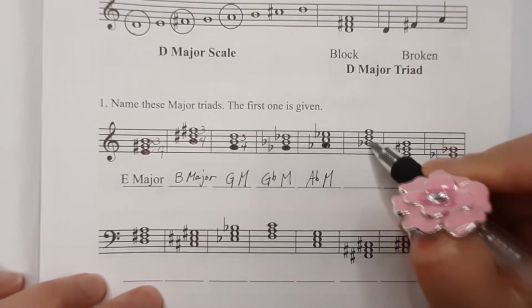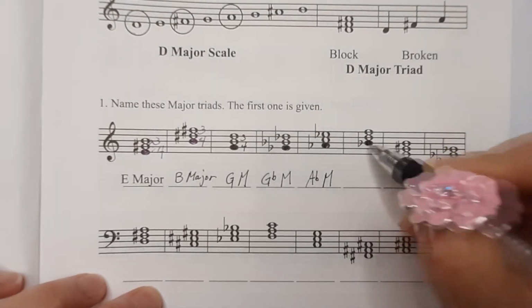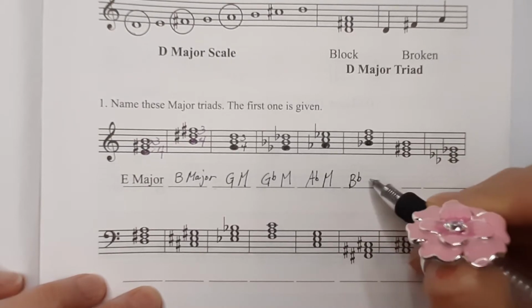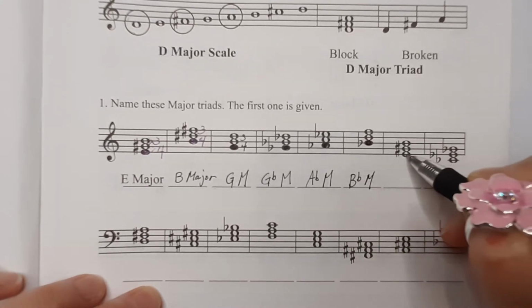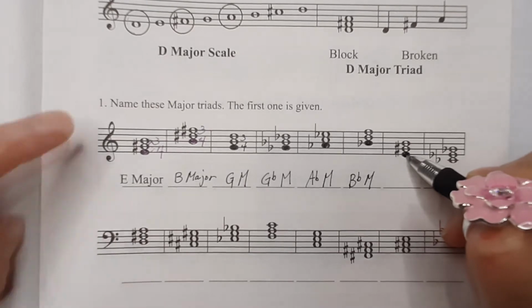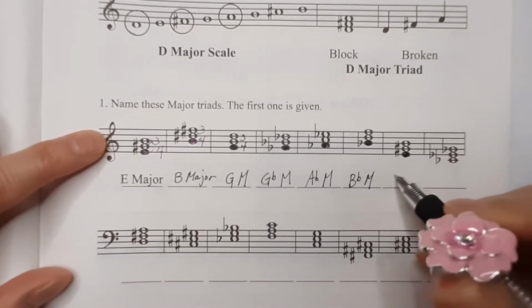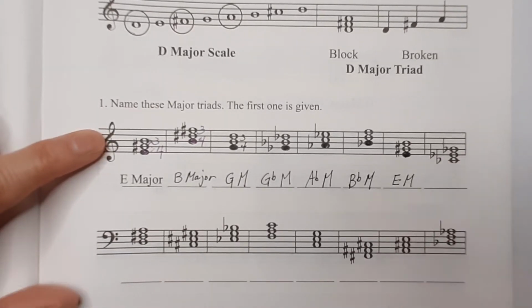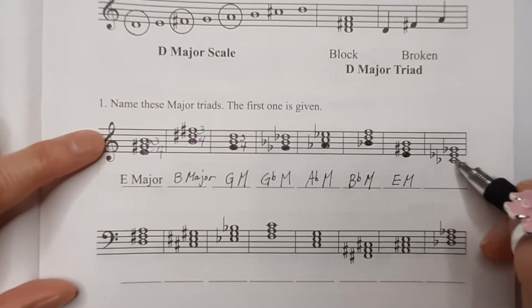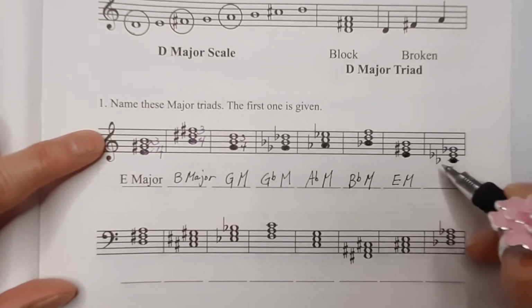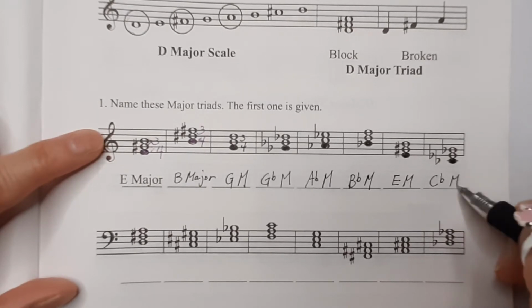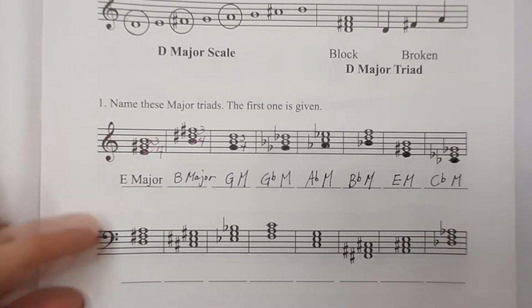What's that? What's the bottom one? It's a B flat major. Begin. Now what's the bottom note? With the treble clef, it's E. So it's E major. What's that? Is that a C or C flat? C flat major. Easy? Okay.